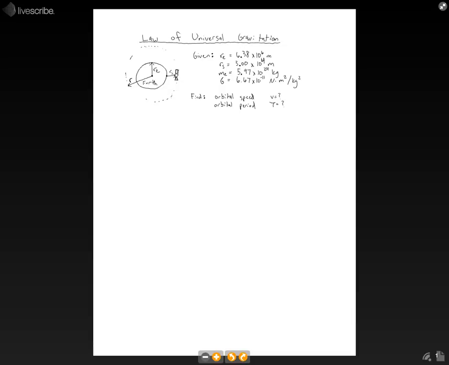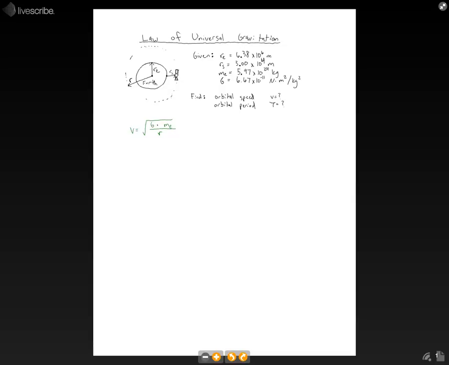And so for this example, we're going to want to find the speed and period of the satellite that is orbiting the Earth. So let's go ahead and start with solving for the orbital speed. We have an equation for this, which is our orbital speed would be equal to the square root of our universal gravitational constant multiplied by the mass of the Earth, divided by the radius from the center of the Earth.